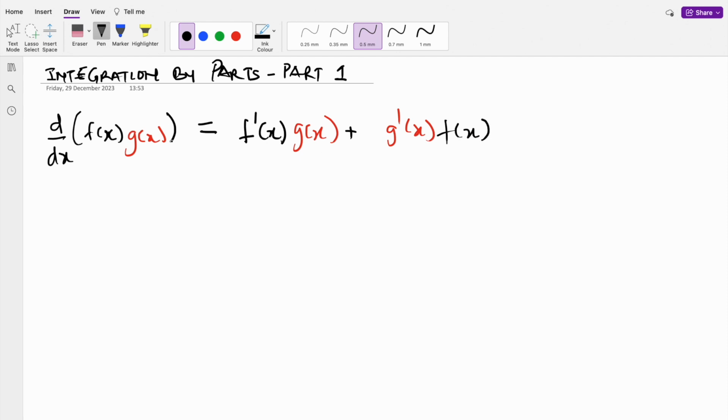Now, I know you could remember this. This is the product rule for derivatives.